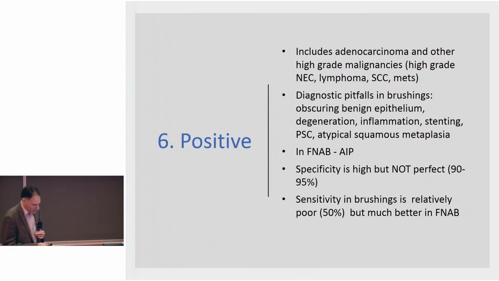And positive includes adenocarcinoma and all the other sorts of malignancies. As mentioned, if you get tissue in a clot or other sort of tissue, one can then start making more specific diagnoses such as lymphoma and high-grade neuroendocrine cancer.